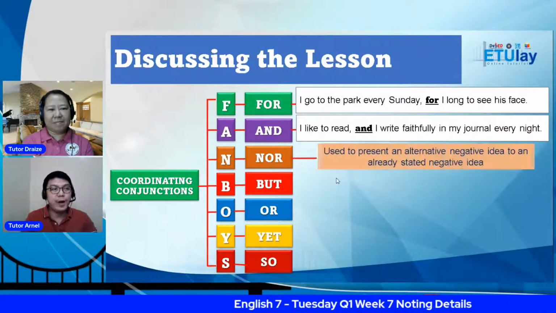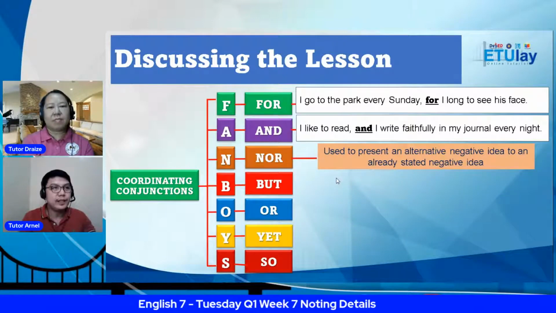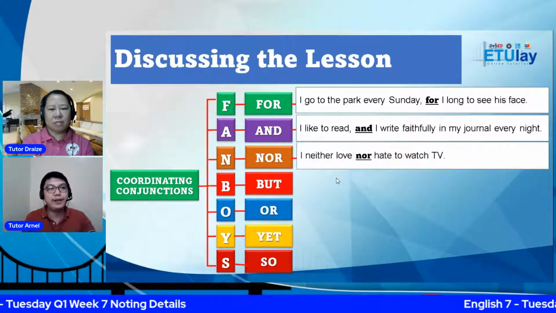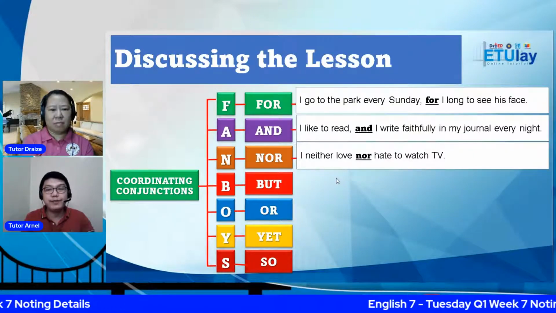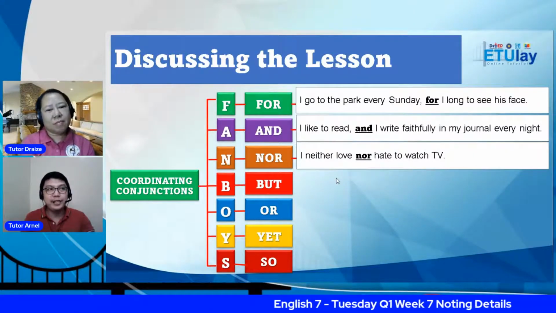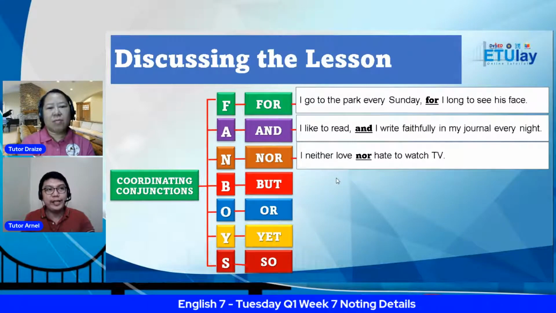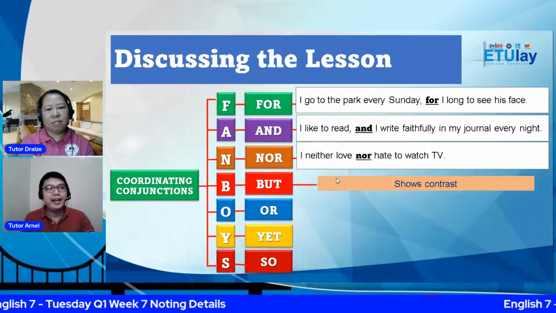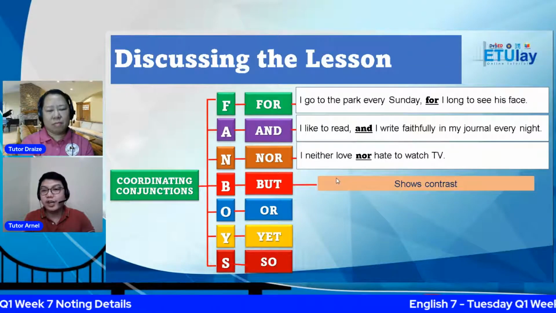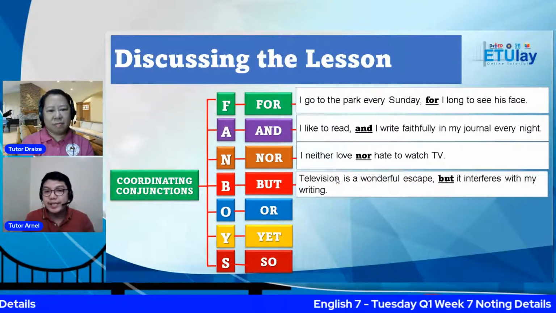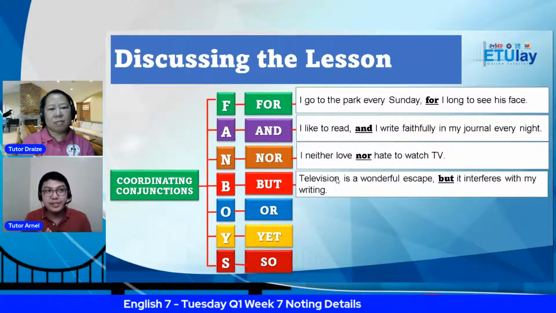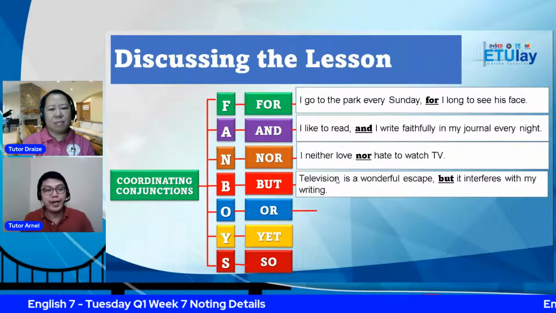So how about nor? Okay, so nor is used to present an alternative negative idea to an already stated negative idea. We have an example here. I neither love nor hate to watch TV. So you don't love it nor hate it. All right, but it shows contrast. So it's like two sentences contrasting. Television is wonderful, but it interferes with my writing.